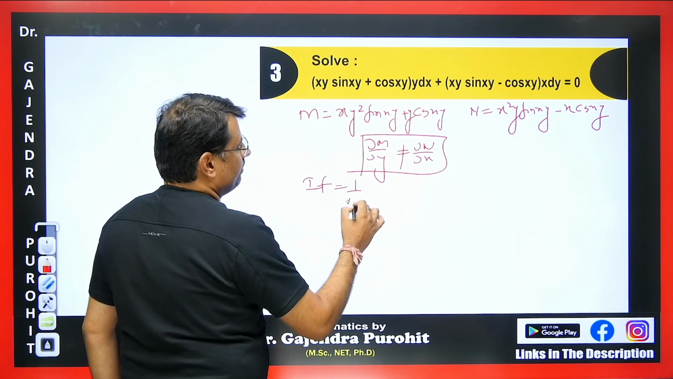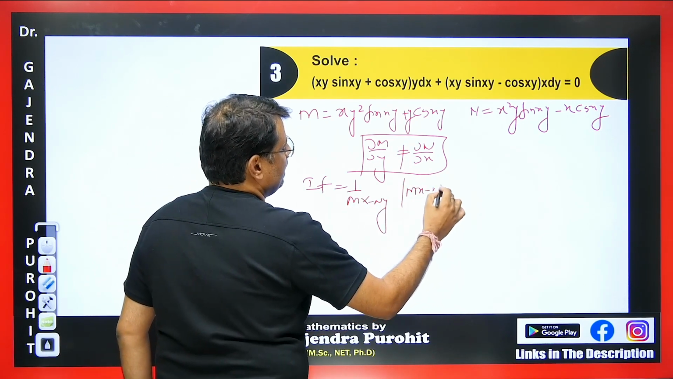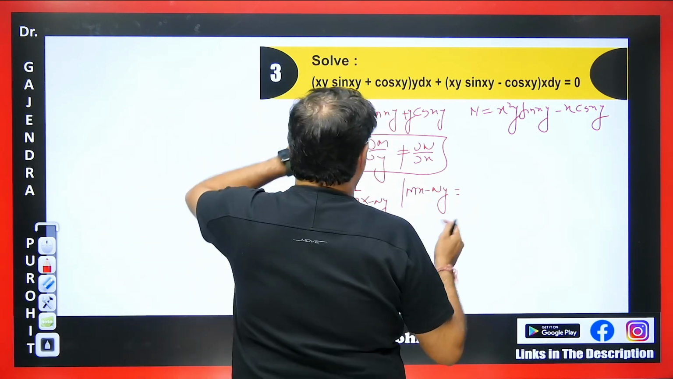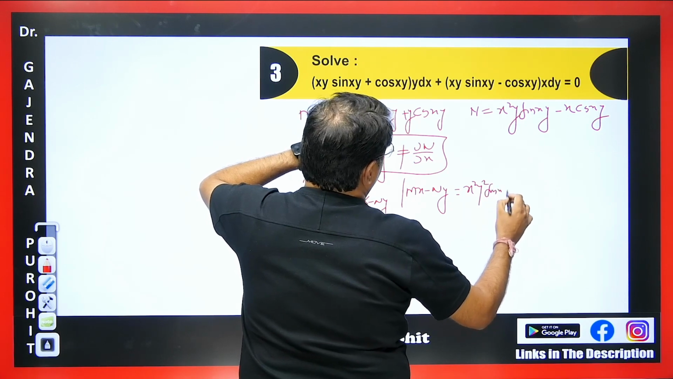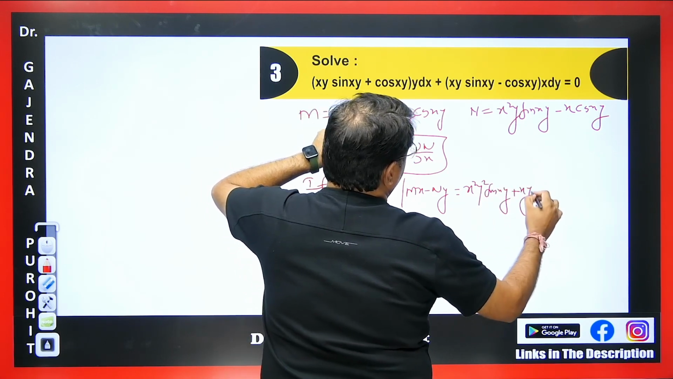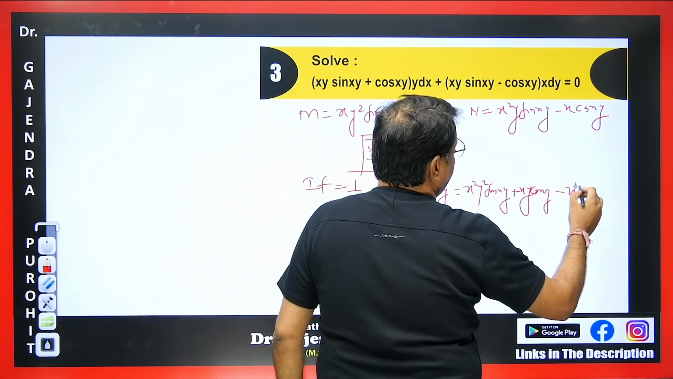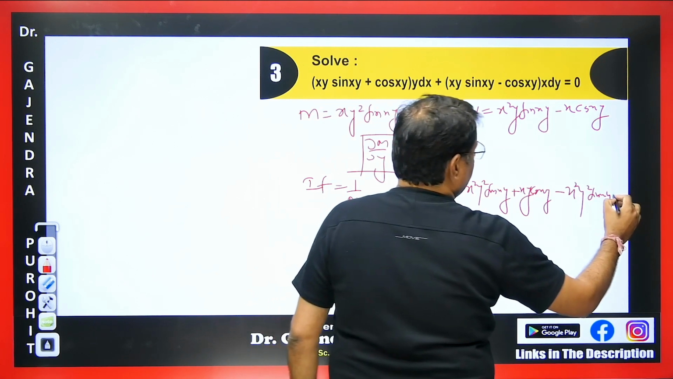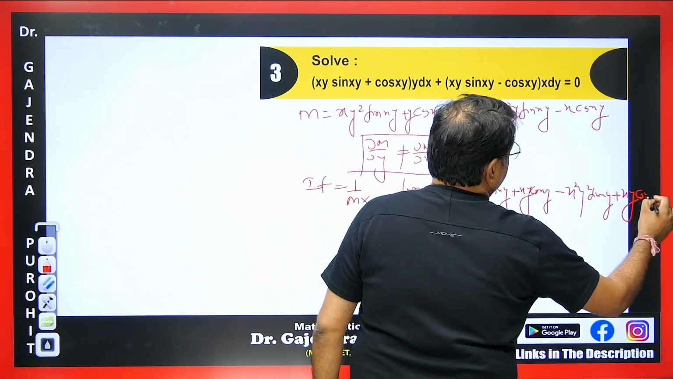We know that the integrating factor is 1 upon Mx minus Ny. I will calculate the value of Mx minus Ny here. So multiply M with x. When we multiply this by x, this will become x square y square into sin xy, plus xy cos xy. Minus, multiply this by y. It will be x square y square sin xy. This minus and minus will become plus, and we will multiply this by y. This will be xy cos xy.